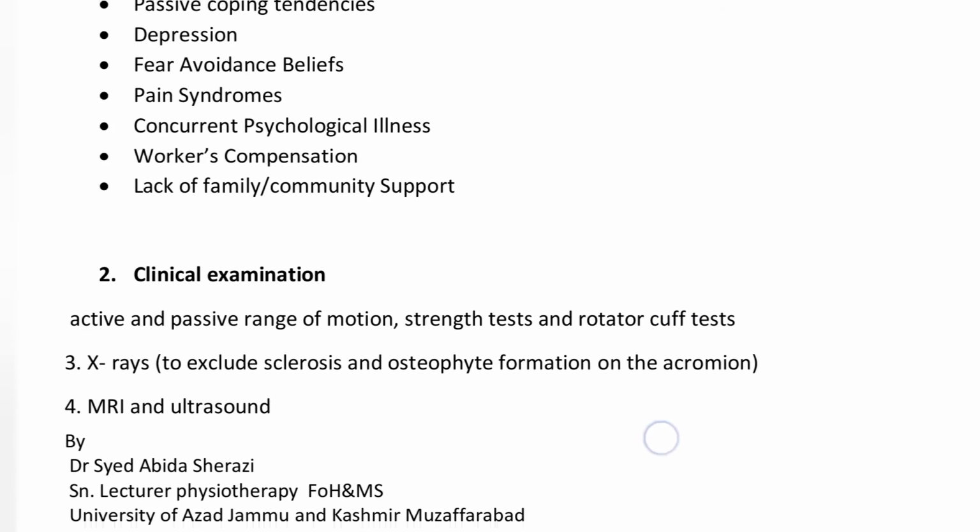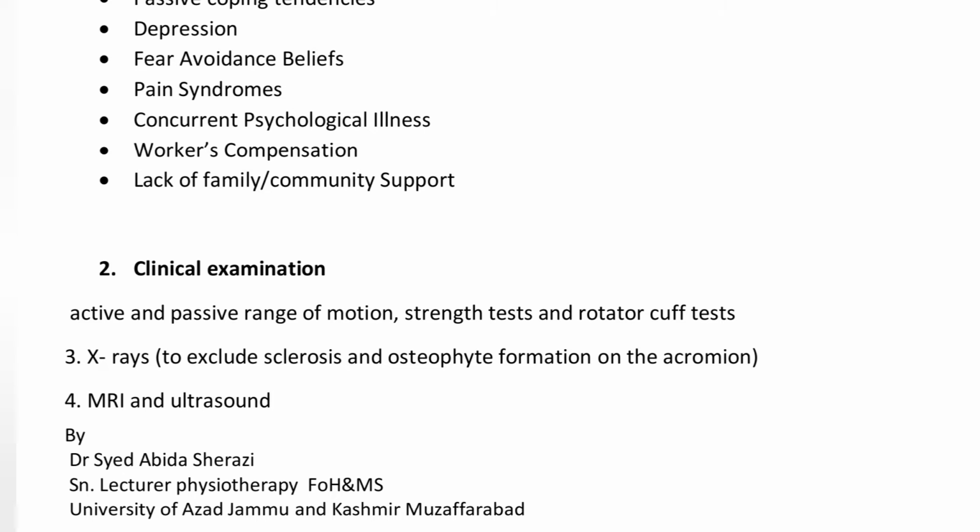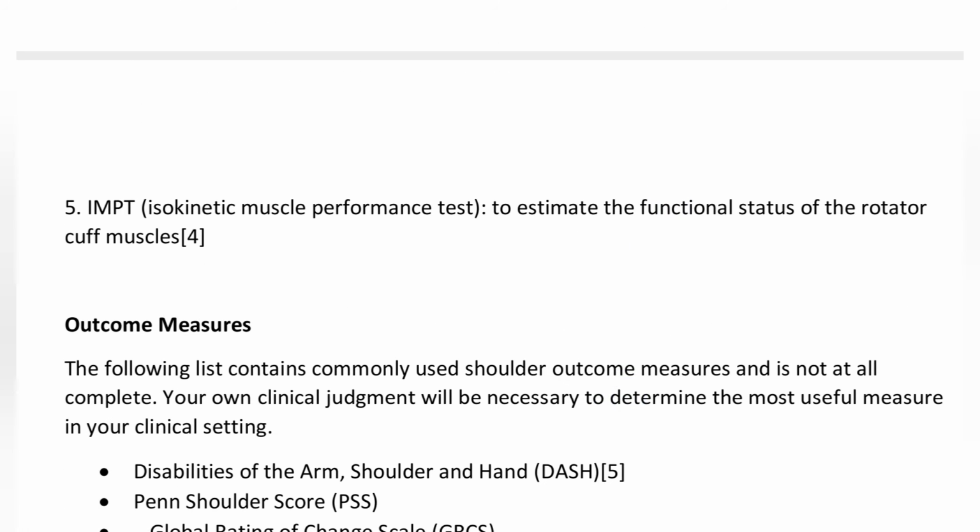So the second one is clinical examination. Active and passive range of motion, strengthening test, and the rotator cuff test can be used. The X-ray is used to exclude sclerosis and osteophyte formation on the acromion. Number four, the MRI and ultrasound are also used. The IMPT, the isokinetic muscle performance test, is used to estimate the functional status of the rotator cuff muscle.